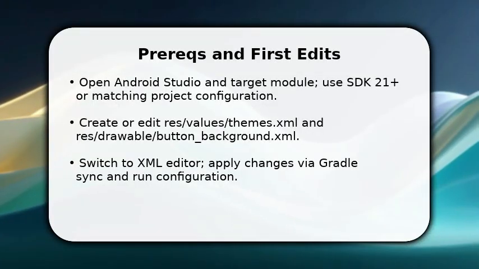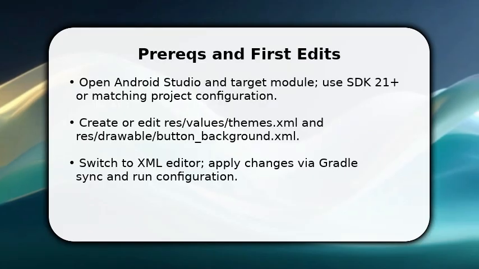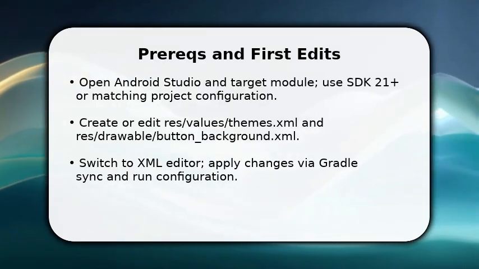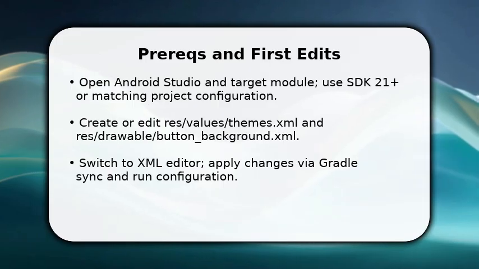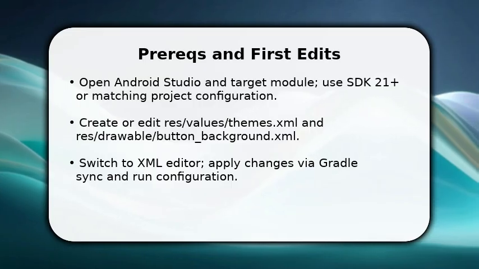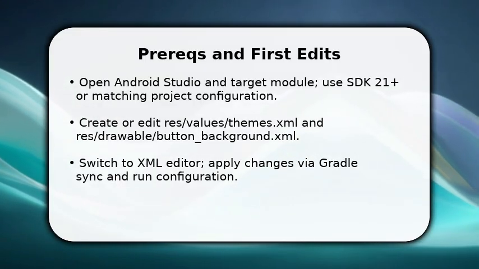You start by opening Android Studio and confirming your app module builds. Make sure the SDK level matches your target. Next, create a drawable for the button background and a theme entry and values. Once done, switch to the XML editor to add a style resource name and attributes. This gives you a single place to change visuals.